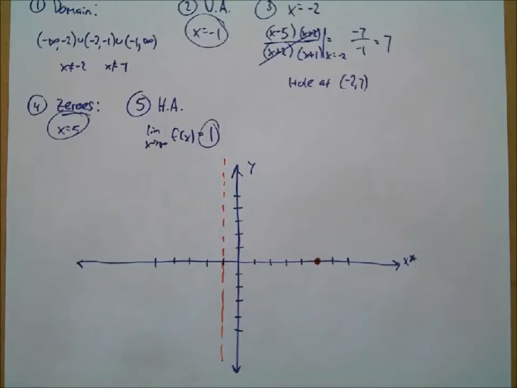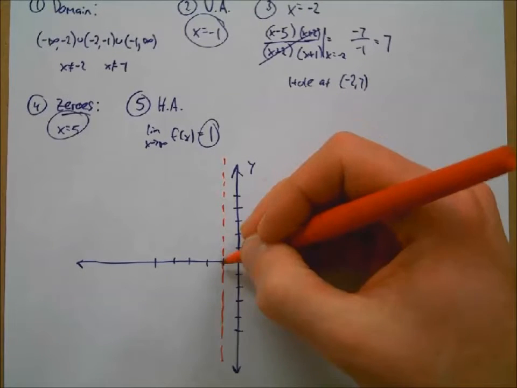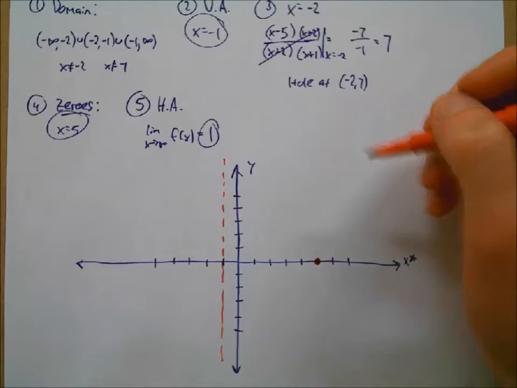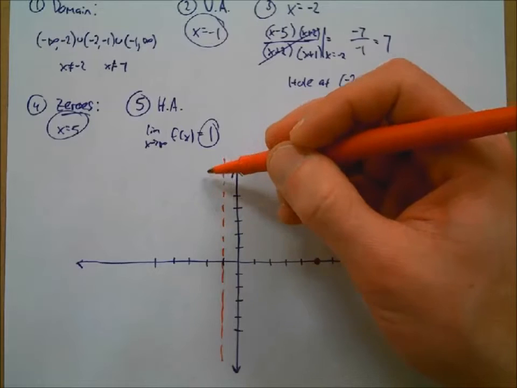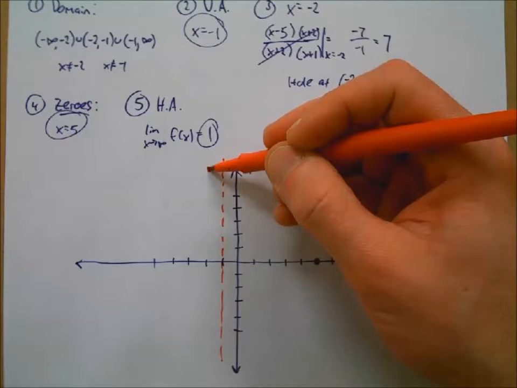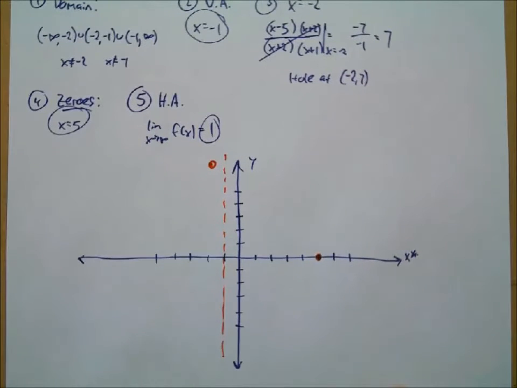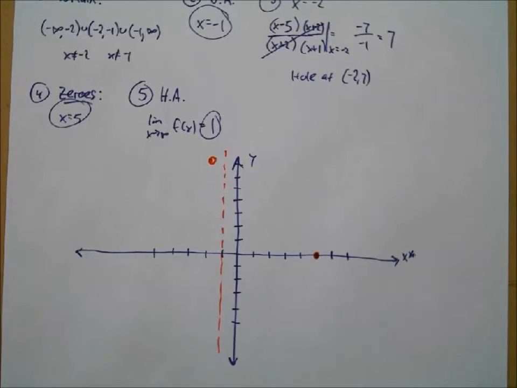Vertical asymptote at x equals negative 1. Okay, like so. Hole at negative 2, 7. Wow, I put 7 for the x-axis. It's supposed to be y-axis. Oh, well. 1, 2, 3, 4, 5, 6, 7, we'll say, is up here. Oops, except it's a hole. There we go. Open circle for the hole. And we also have a horizontal asymptote I forgot to put at 1.